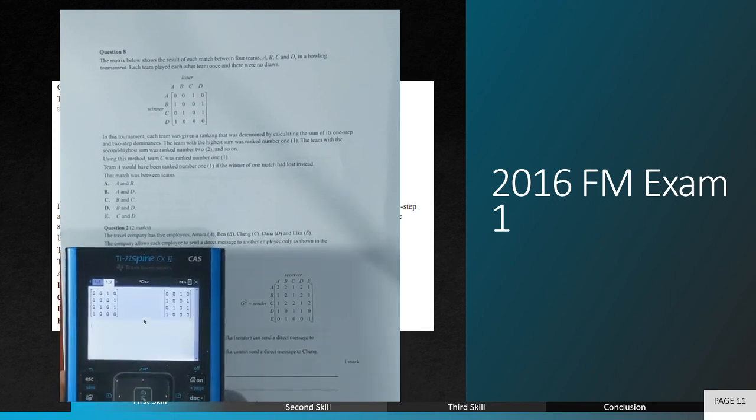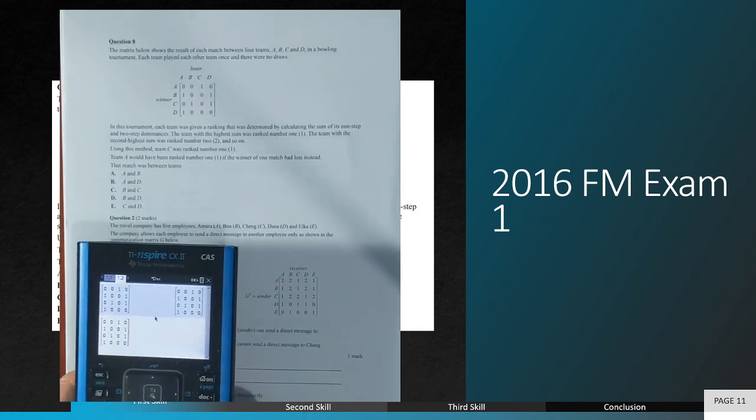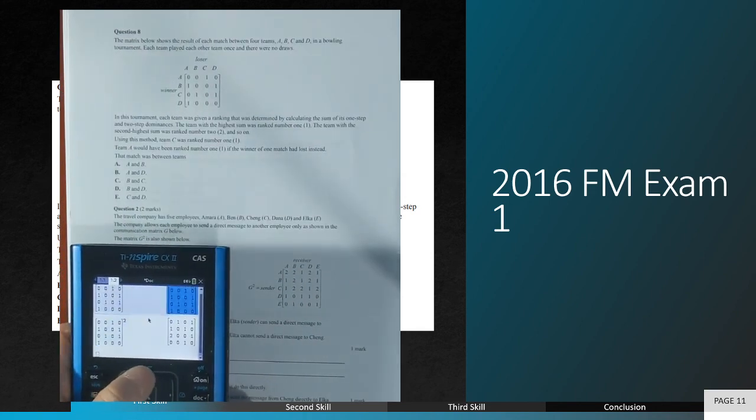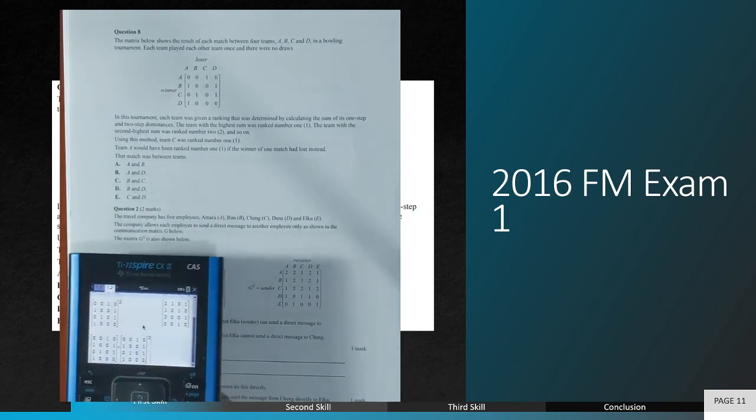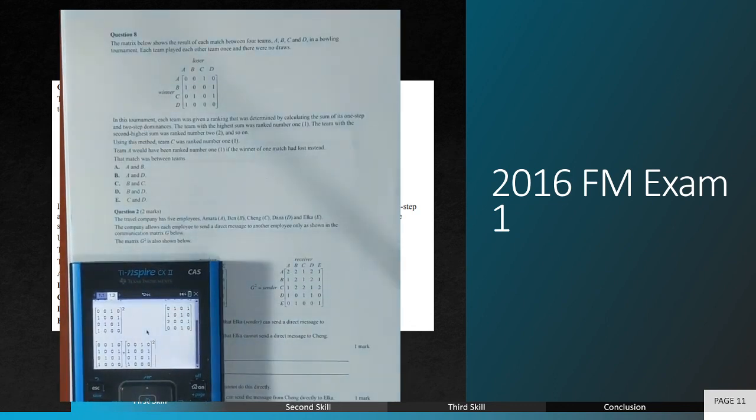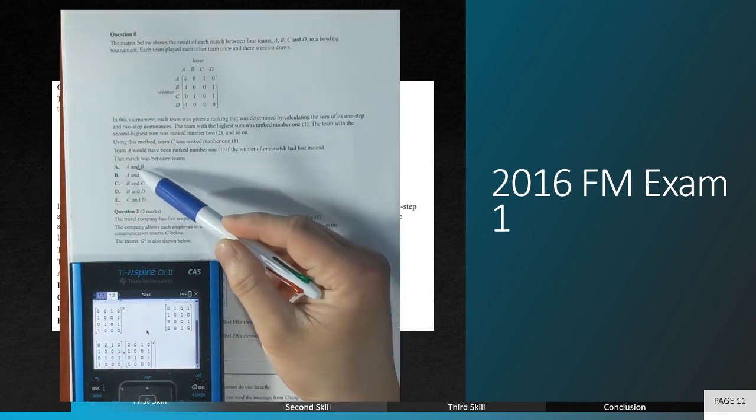Okay, hit enter. Now I'm going to bring that matrix down. I'm going to square that as well. Now I'm going to bring that matrix down plus the squared, so I don't have to redo it every single time. Now let's go for the first one.